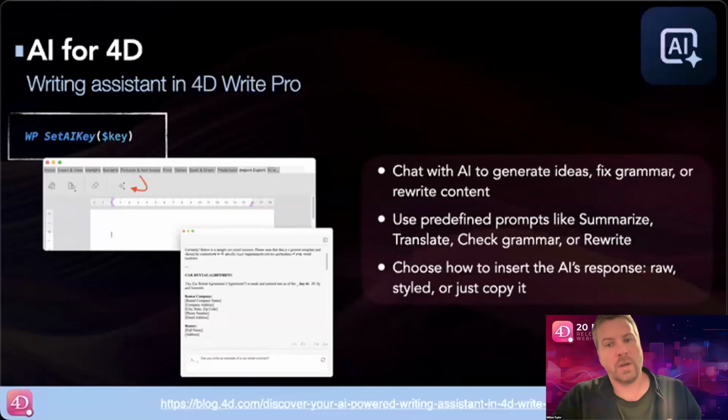Now, what can you do? You can chat with AI to generate ideas, fix grammar, or rewrite content. Use predefined prompts like summarize, translate, check grammar, or rewrite. And choose how to insert AI's response: raw, stylized, or just copy it.